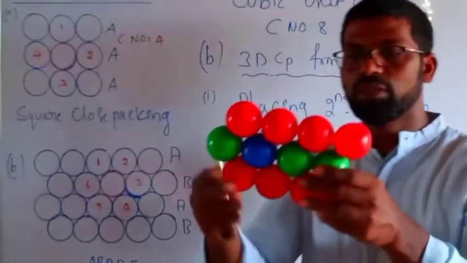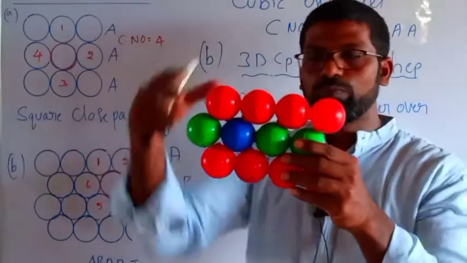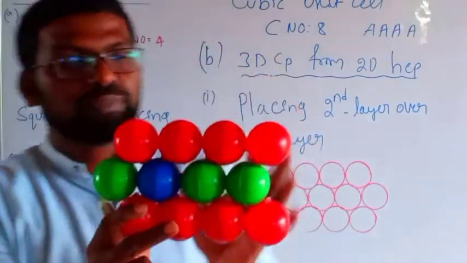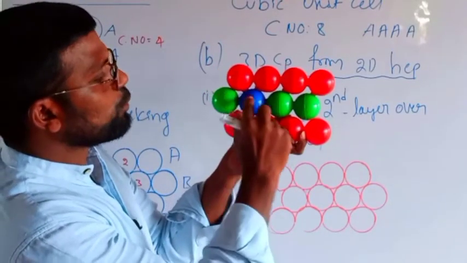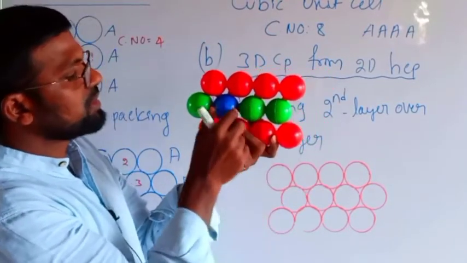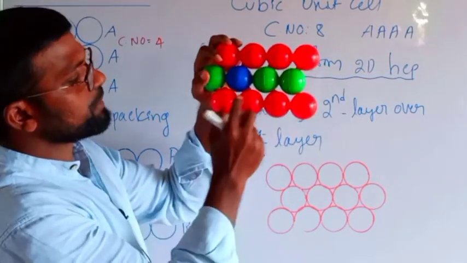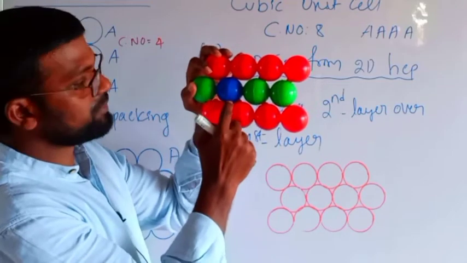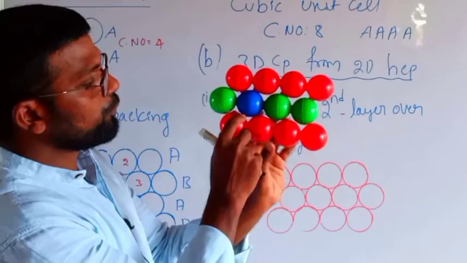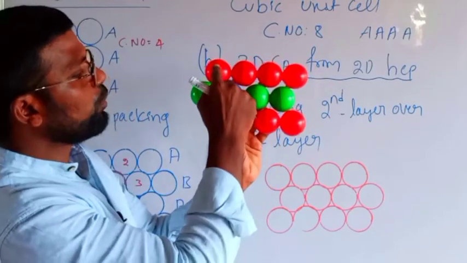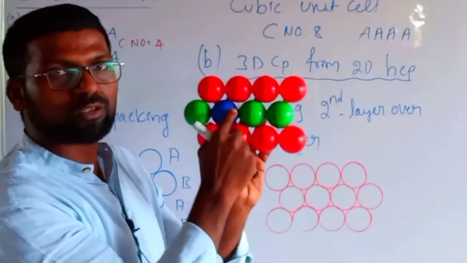See here, let us consider this one is the first row. In the first row, these spheres have some depressions, these gaps, and the second row spheres are placed in the depressions of the first row, and third row spheres are placed in the depressions of the second row. Understood? And if you observe carefully, there is no vertical or horizontal alignment between the first row and second row.